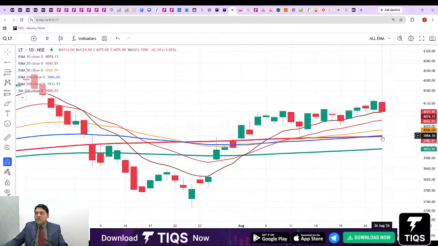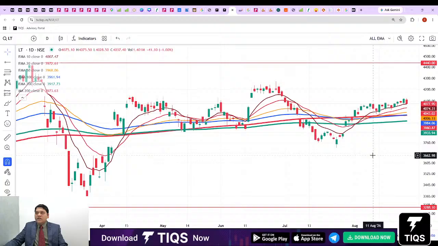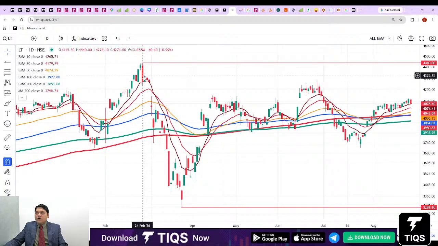Only thing is short term trend is up because 10 day, 20 day and 50 day and 100 day are aligned. But from a long term perspective, the trend yet has not changed. So from that point of view, overall I have already maintained this. So this is the very bigger structure from a long term point of view.